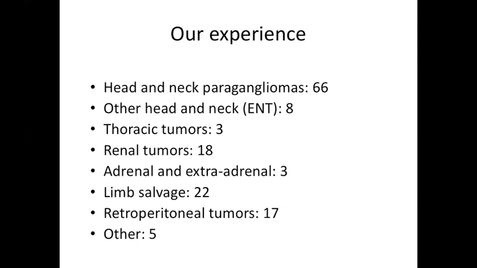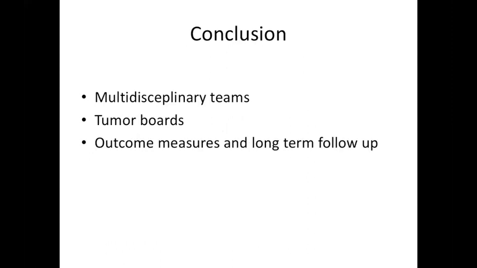Thoracic tumors, we had three mediastinal tumors, renal tumors, 18 of those, adrenal, extra-adrenal, 3 of those, limb salvage, 22, retroperitoneal tumors, 17, and 5 other tumors, including the abdominal wall tumors. And these are actually very interesting, because they do mimic vascular anomalies, and some people misdiagnose them as AVMs. But in histology, you find these are some sort of low malignancy sarcomas.